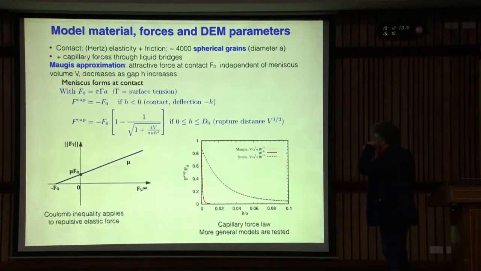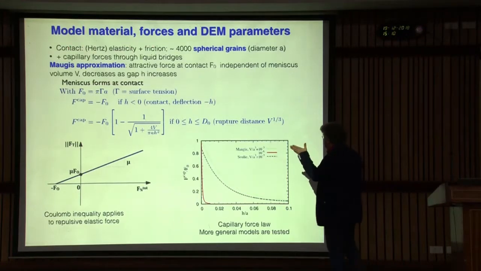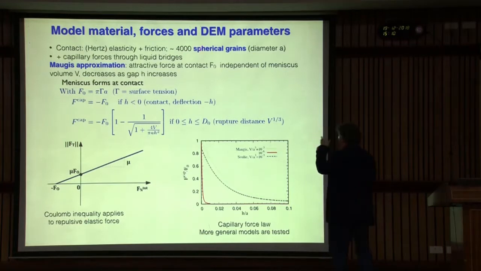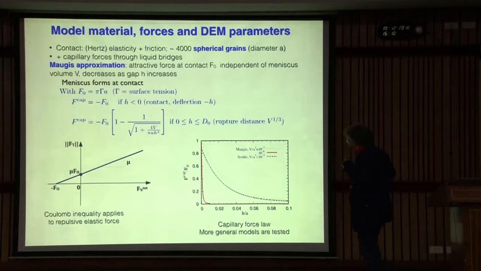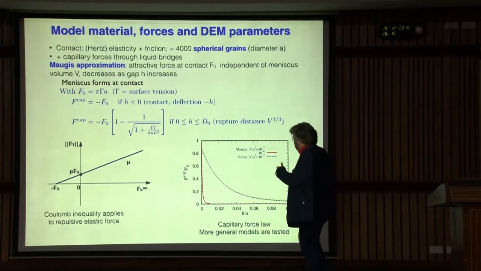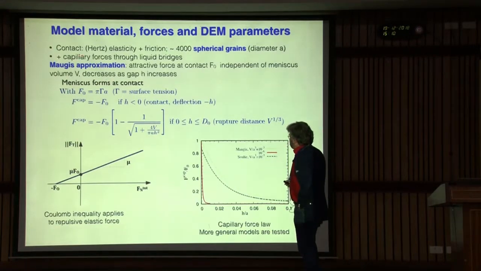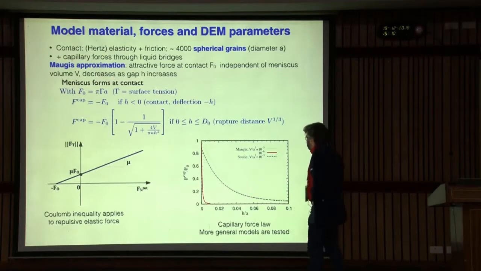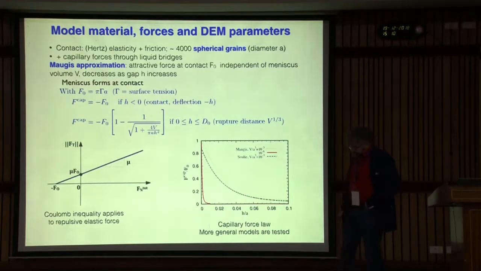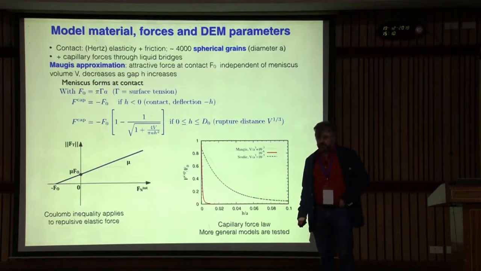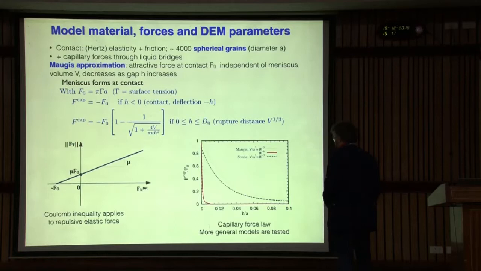The model to do simulations is quite simple. We have elasticity and intergranular friction. We have several thousands of spherical grains of diameter a. Capillary forces act through liquid bridges joining pairs of neighbors, and we use this simplified form of the capillary force. It's not the most accurate one, but it's quite convenient. And when we checked whether using a more accurate formula changed anything, we found it was not sensitive to the shape of that form.